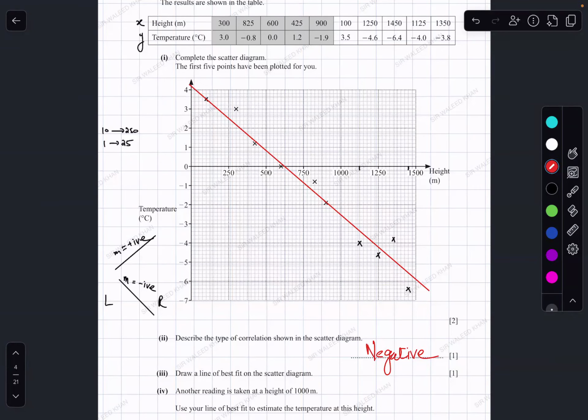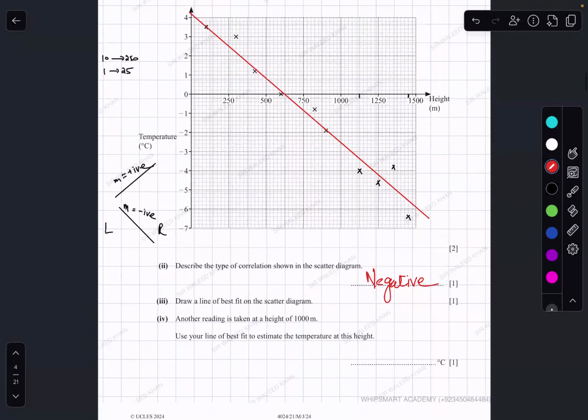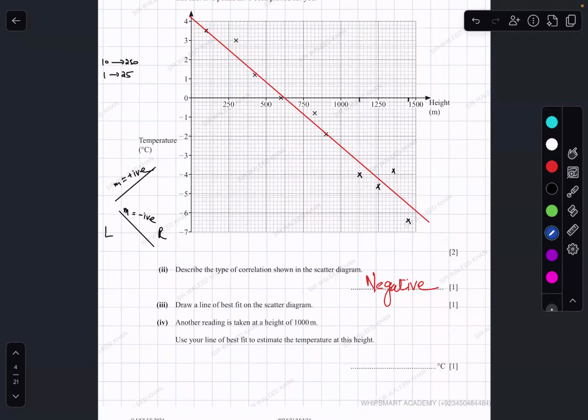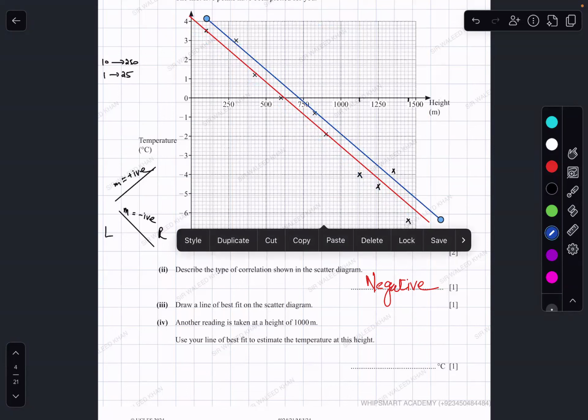Your line can vary a little, but not by too much. For example, if you draw a line like this, just touching these 3 points, ignoring the rest, that is not right. If you are just touching the above 3 and ignoring all the others, that is not right. Okay.